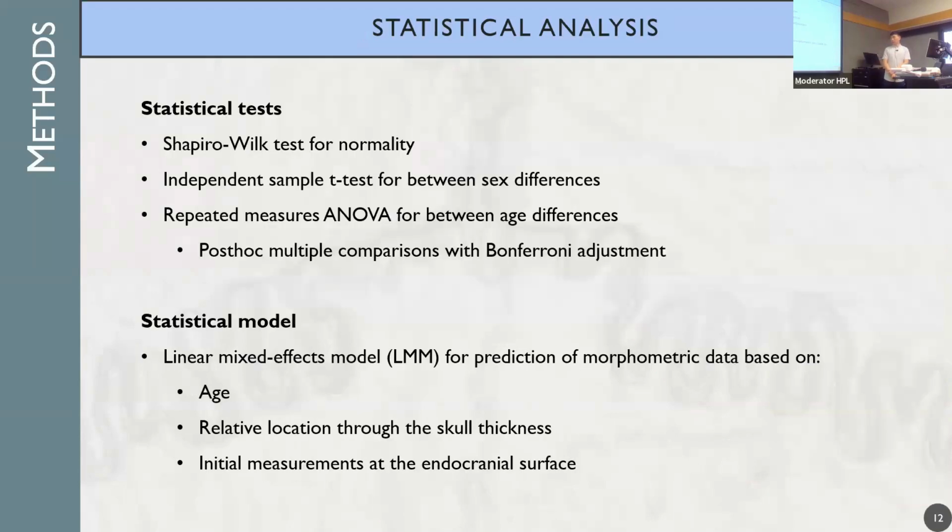Here are my statistical tests and statistical model. For the statistical model, I used a linear mixed effect model. Age and location through the skull thickness were the input, and the initial measurement at the inner surface was considered as a random factor.